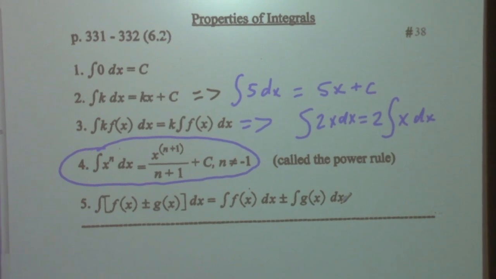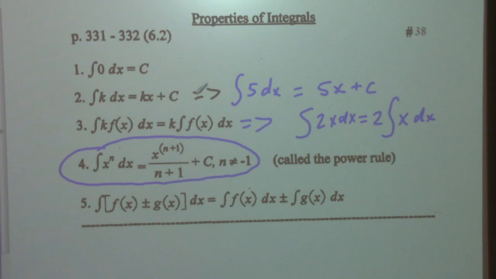Okay, today we're going to go over properties of integrals. Before announcements, I went over these properties of integrals here. This power rule one is very useful. We're going to use this a lot, and then we're going to go through some exercises on these.